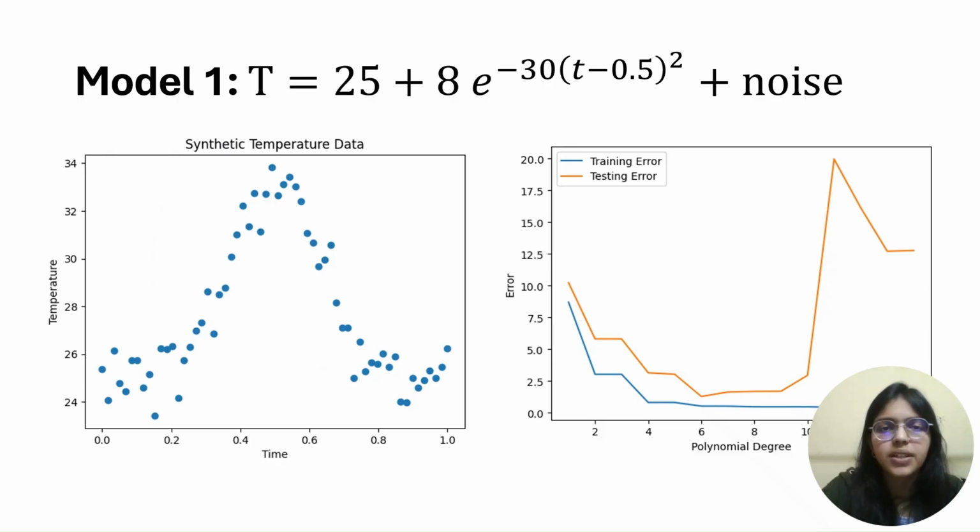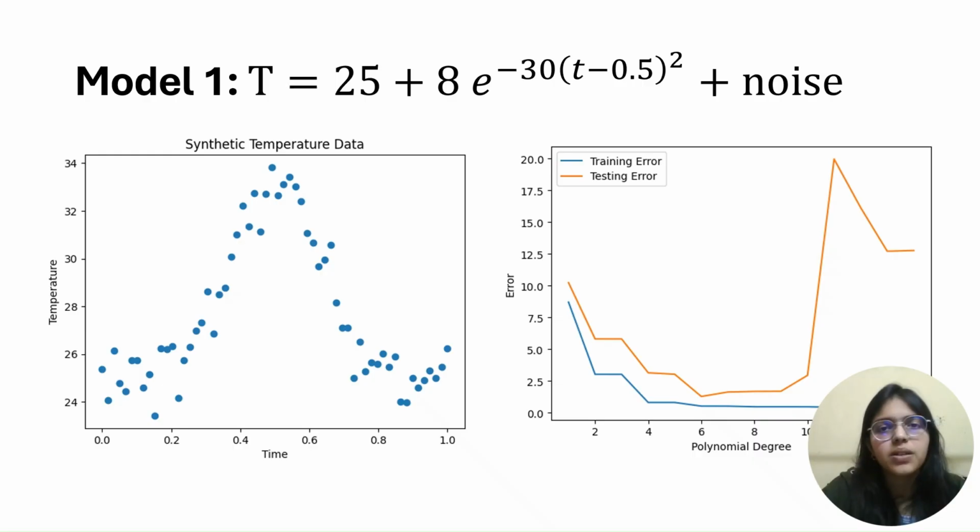Here is the data generated for the first model and the training and testing accuracy. Model 1 represents a smooth Gaussian-shaped peak centered around t equals 0.5 with added random noise. The underlying function is 25 plus 8 e^(-30(t - 0.5)^2) plus a random noise.